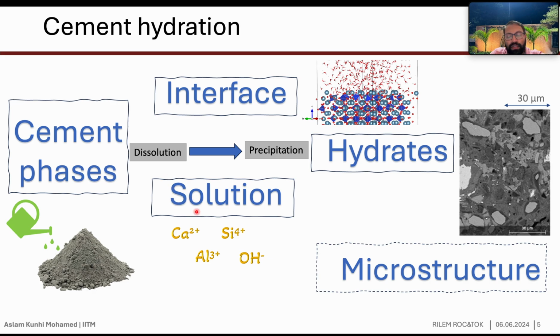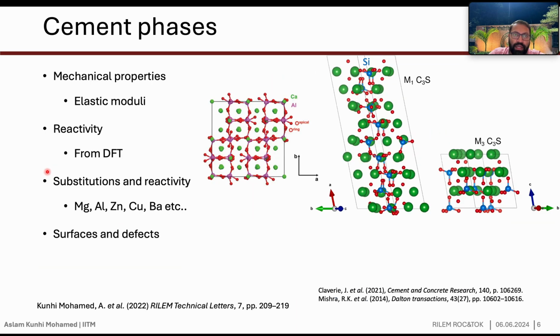And then once the different ions in the cement phases start to dissolve, they interact in the solution and start to form complexes and clusters, and then ultimately, depending on the superstructure and so on, precipitate to form the hydrates either at the interface or in solution. And this is how the microstructure will form with the cement hydration. So now we will look at each of these four different areas.